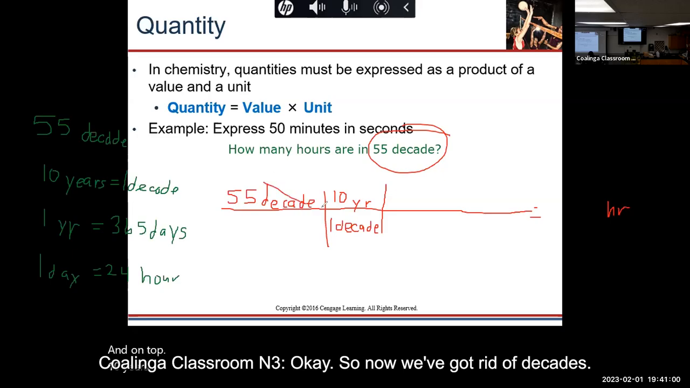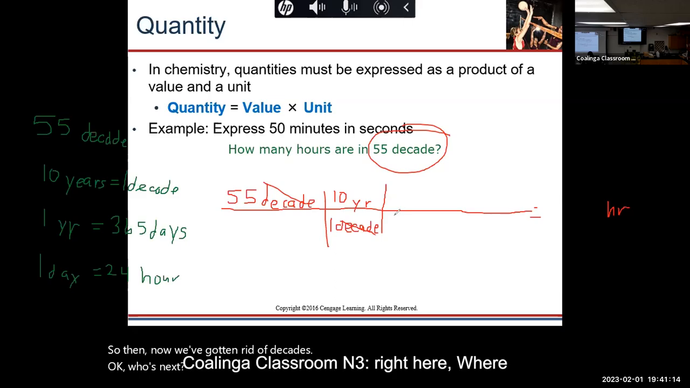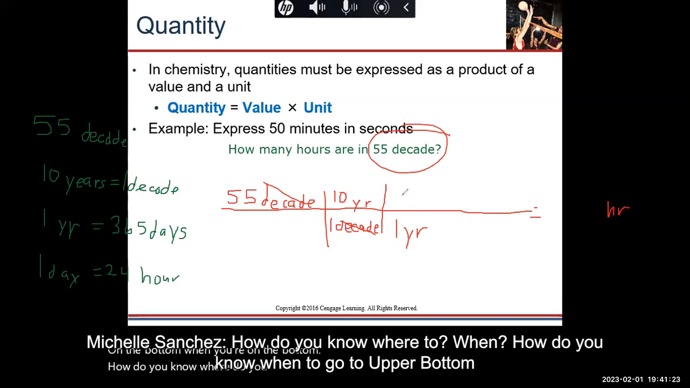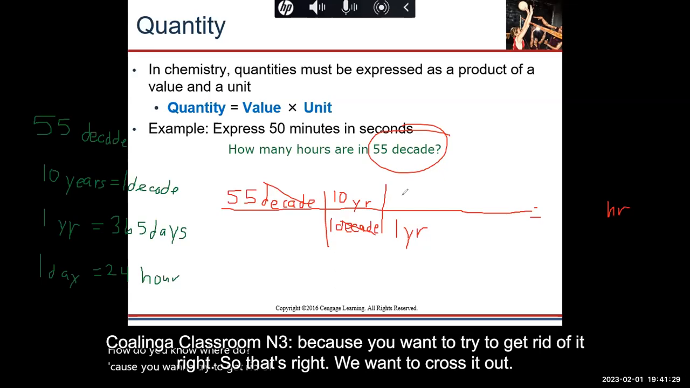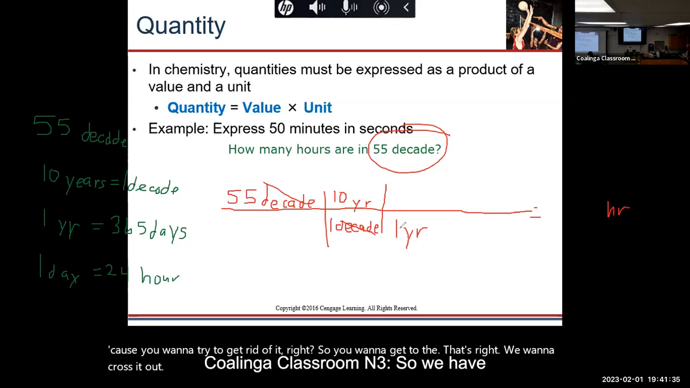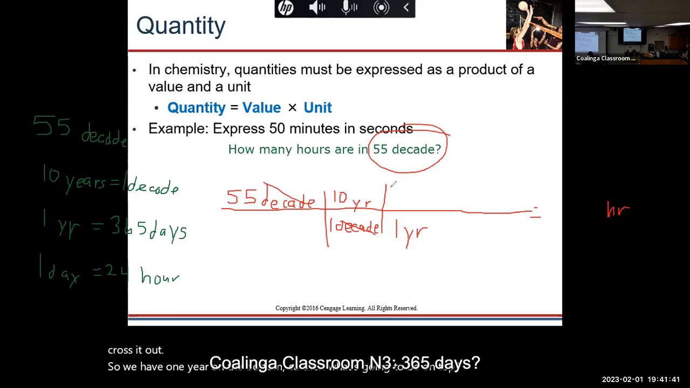Okay, so then now we've gotten rid of decades. Okay, who's next? One year on the bottom. How do you know when to go top or bottom? Because you want to try to get rid of it, right? So you want to cross it out. That's right. We want to cross it out. So we have 1 year on the bottom. So then what's going to be on top? 365 days.